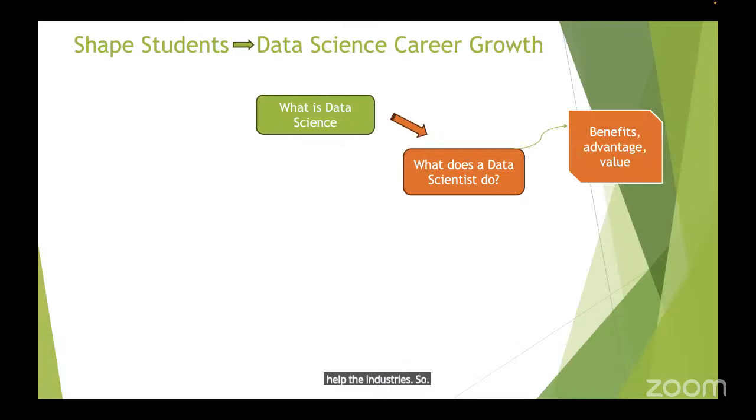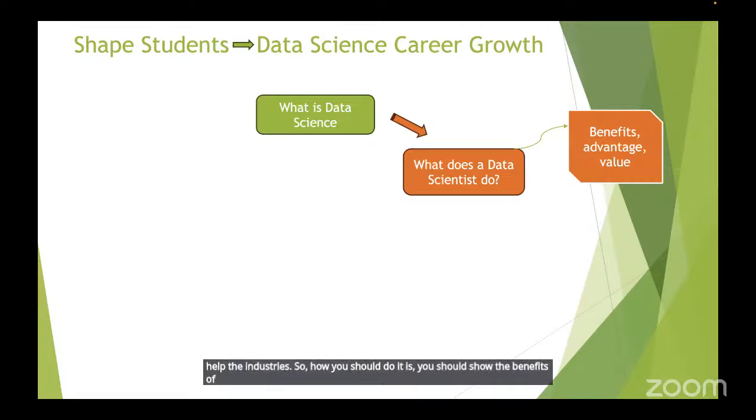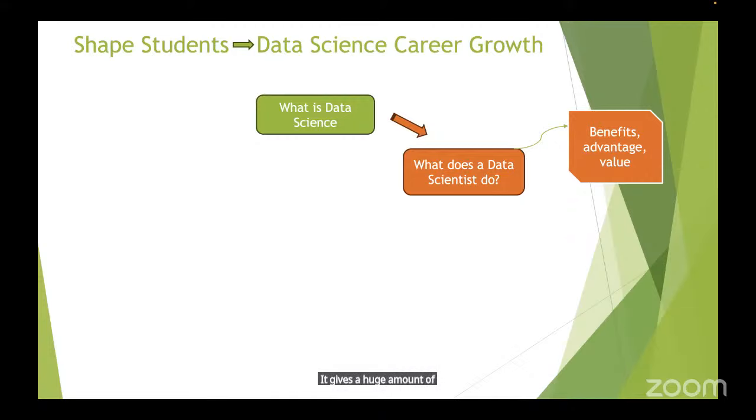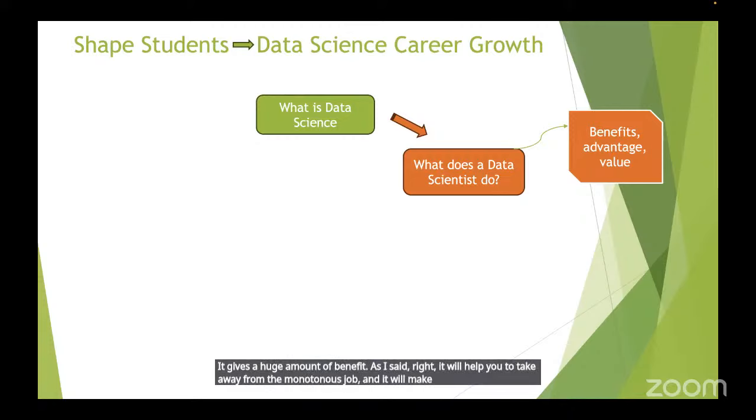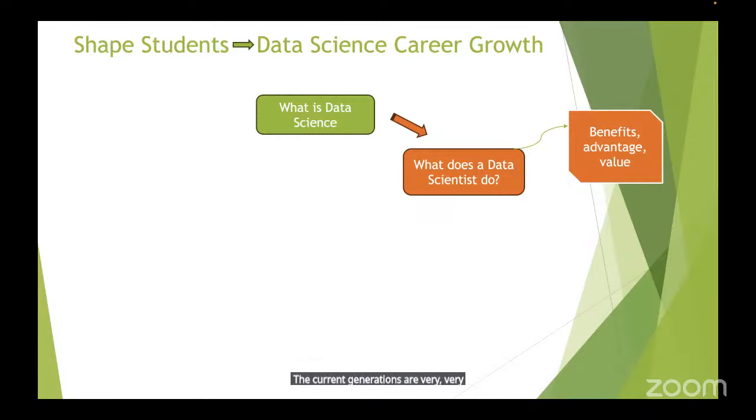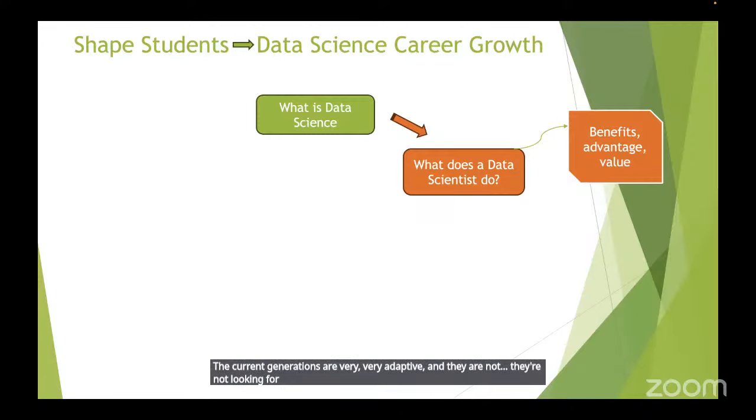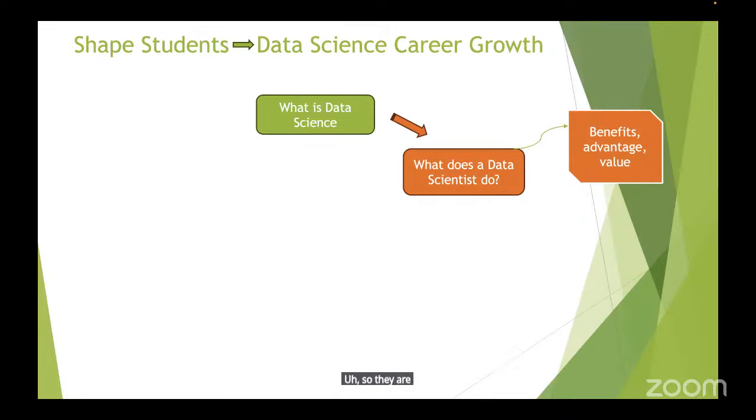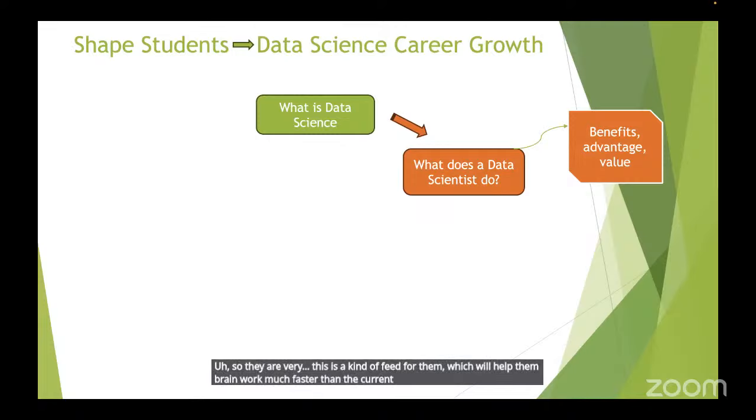How you should do it is you should show the benefits of data science. What is the advantage and what is the value it can bring? It gives a huge amount of benefit. As I said, it will help you take away the monotonous job and it will make the brain think very creatively. Then the current generations are very, very adaptive and they're not looking for simple things. They always want some kind of new things. So this is a kind of feed for them, which will help the brain work much faster than the previous generations.